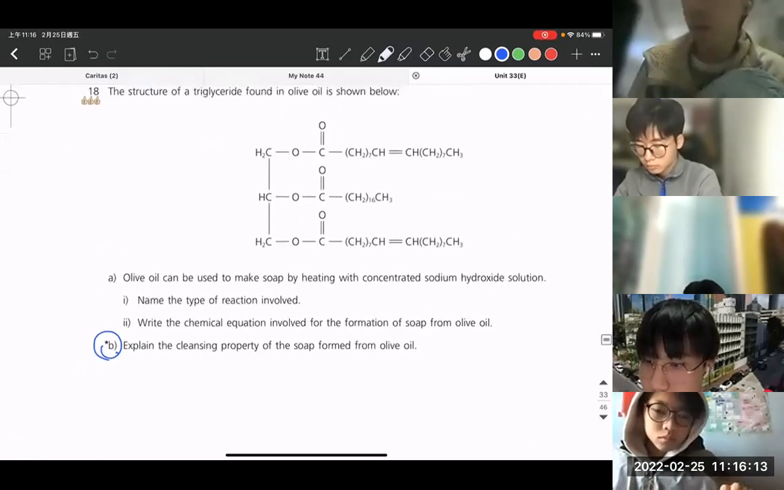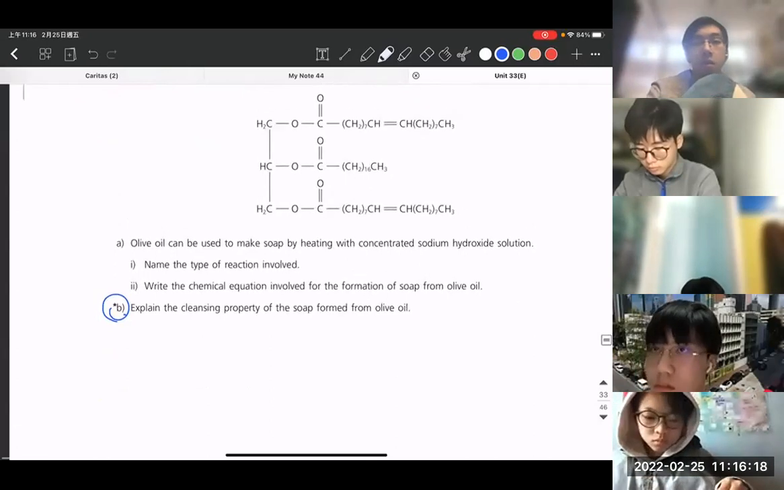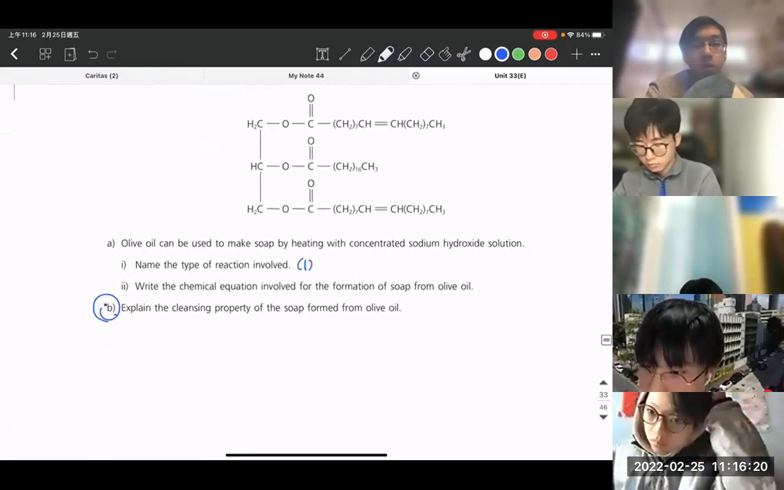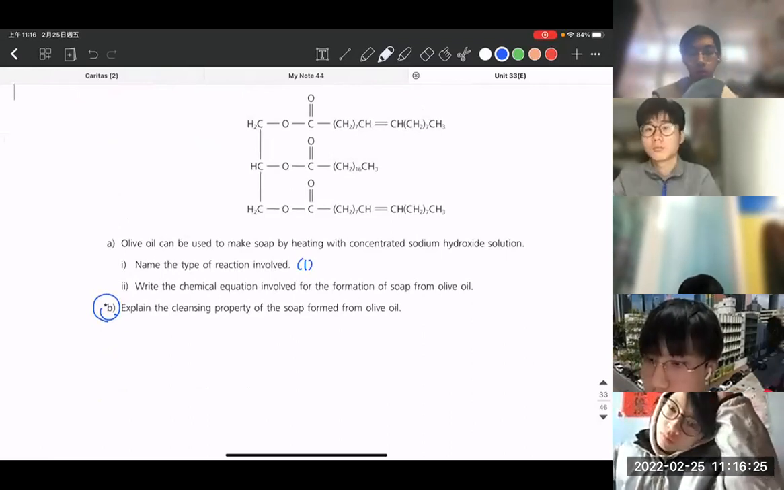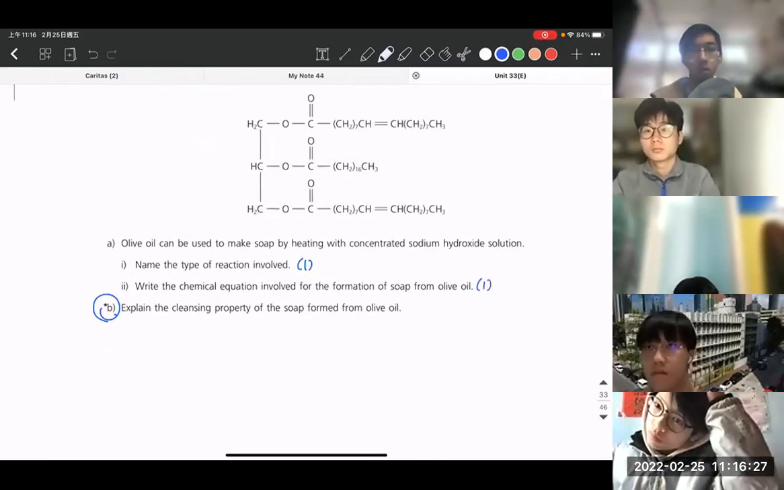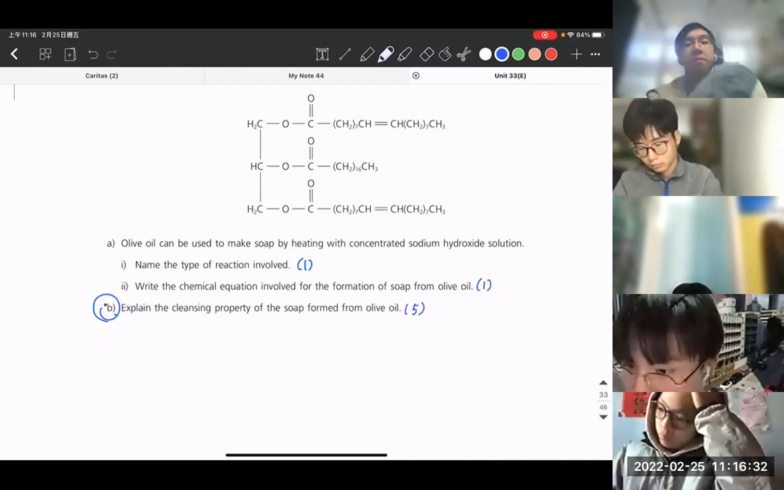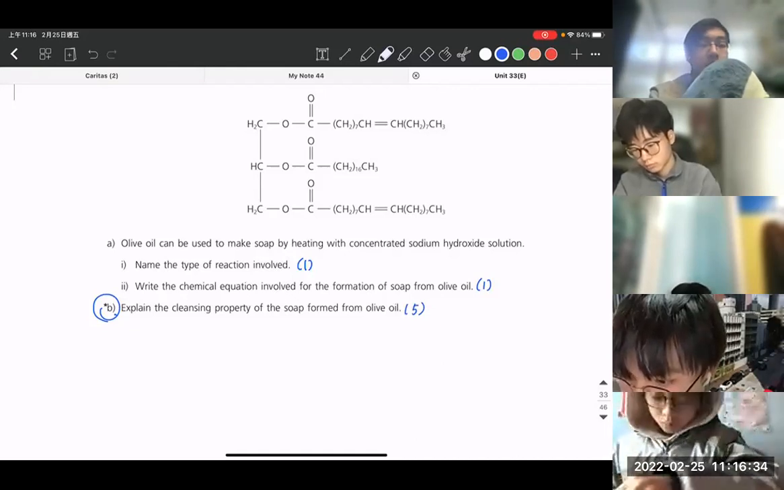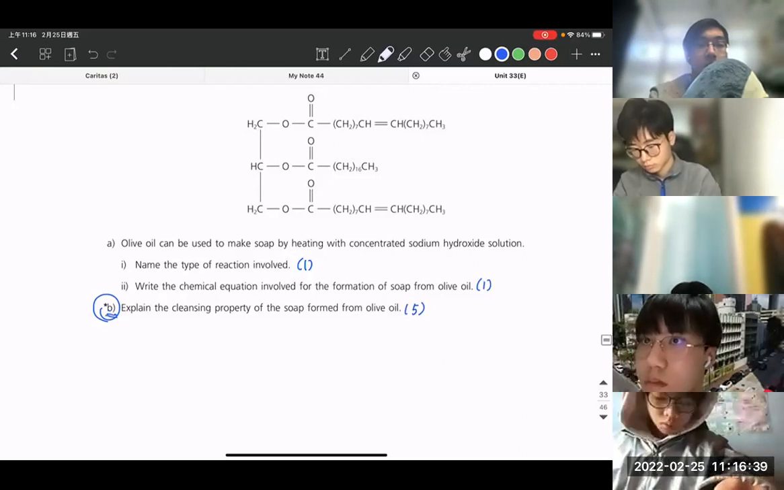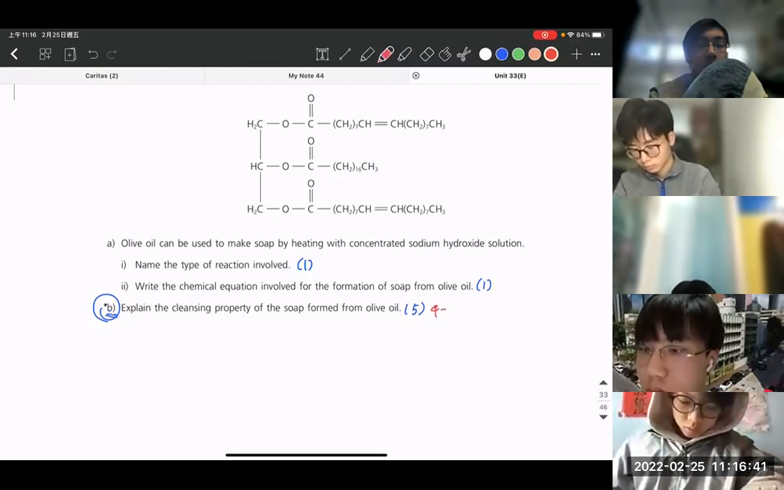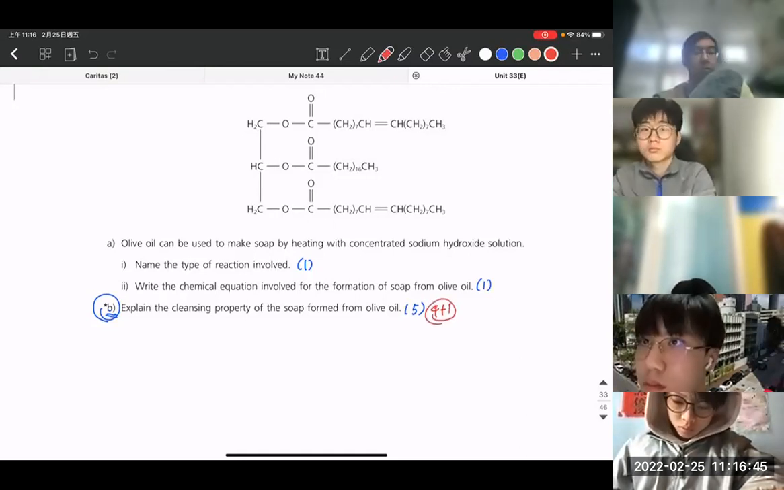Now, this is an essay type question. I need to tell you the marks for each. This one is 1 mark, the second one is 1 mark, the third one is 5 marks, which means 4 plus 1. The 5 marks, with one star here, means 4 plus 1, 4 points.